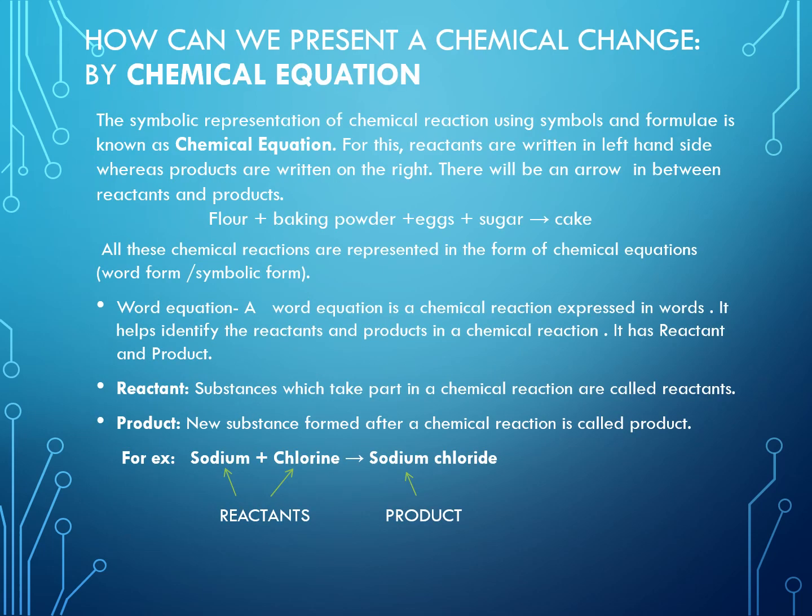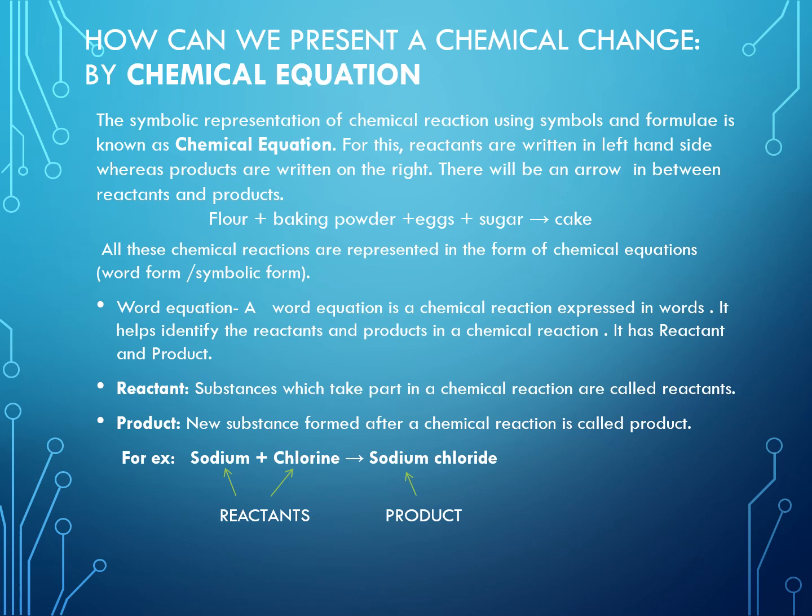If some chemical change happens, how can we present it? Like if we take white flour, baking powder, eggs, sugar, and mix them well. If we put it for baking, it gets converted into a cake. So here is a chemical change. How do you present it? Hence, the symbolic representation of a chemical change is known as a chemical equation.